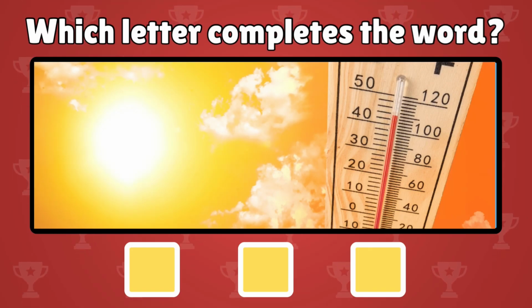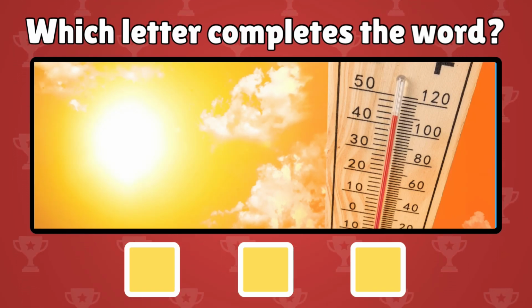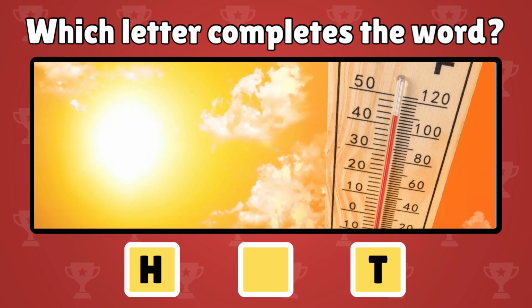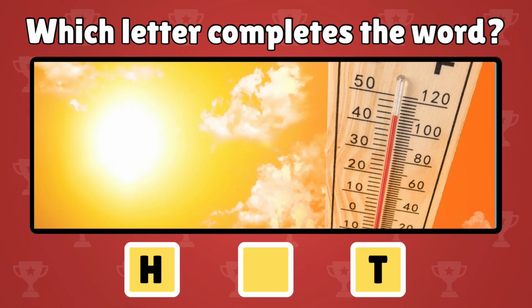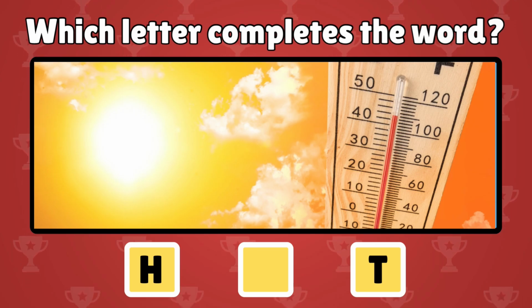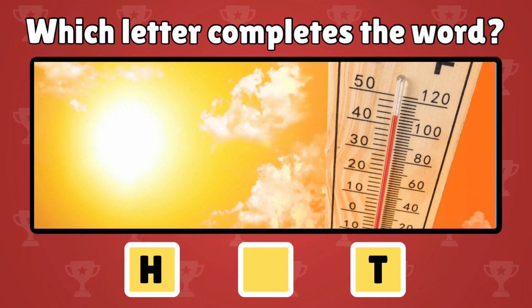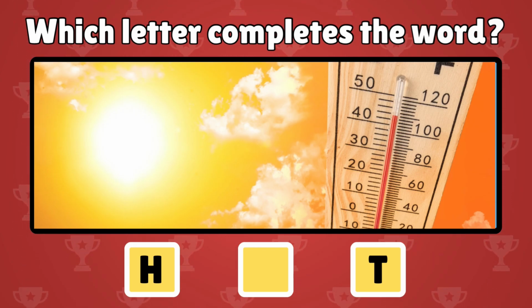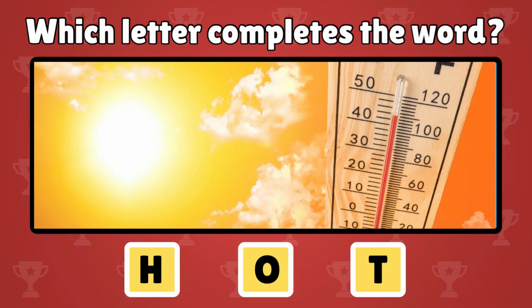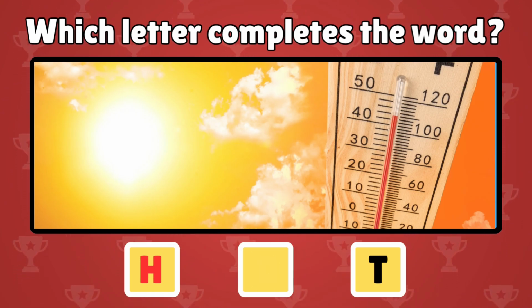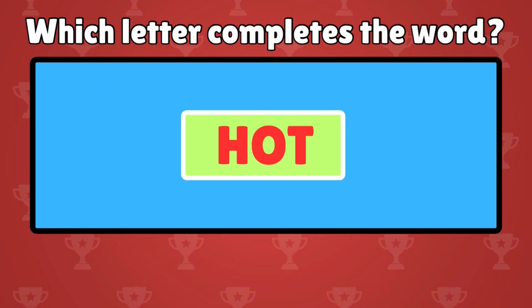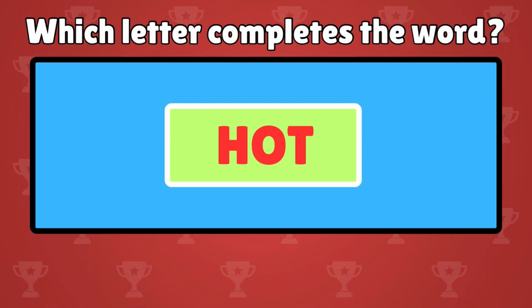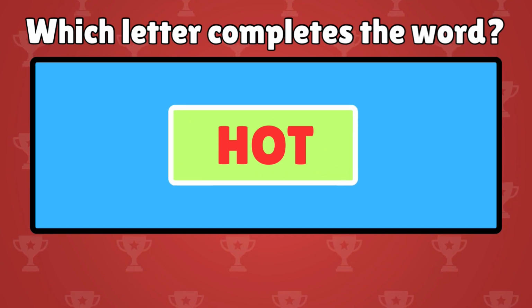Look at the picture. It is hot. Here, vowel is missing. H, T, which letter completes the word? It is O, H, O, T. Hot. Can you say it again? H is for hot. Hot.